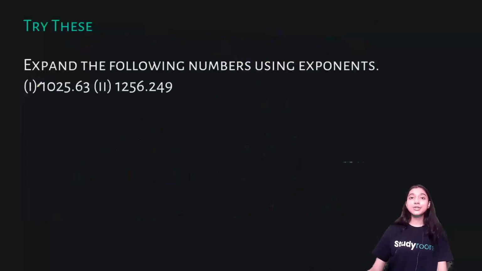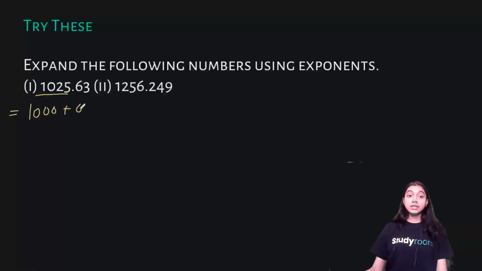Now let us try solving a similar problem. Over here we have 1025.63 and we have to expand it using exponents. So this first number, 1025.63, can be written as 1000 plus 0 multiplied with 100 plus 2 multiplied with 10, because we had 1025. So 1000 plus 0 multiplied with 100 plus 20.